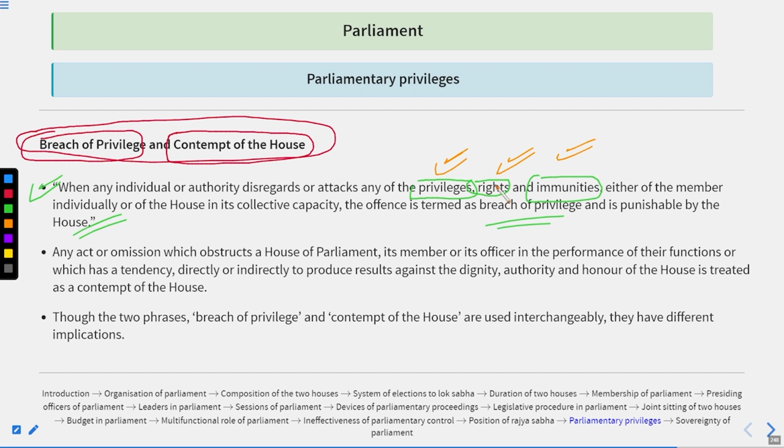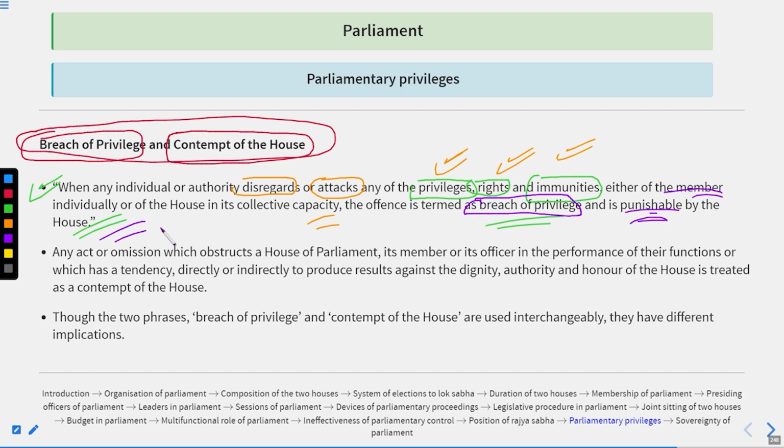But these rights, privileges and immunities are designed so that they should be used for an authenticated purpose. If they are used in a form that disregards and attacks any of the privileges, rights and immunities, either of the member individually or of the house in its collective capacity, that is an unauthenticated way, and that is collectively termed a breach of privilege. And as a breach, there is a punishable prescription by the house.